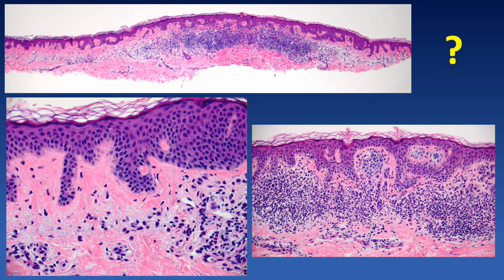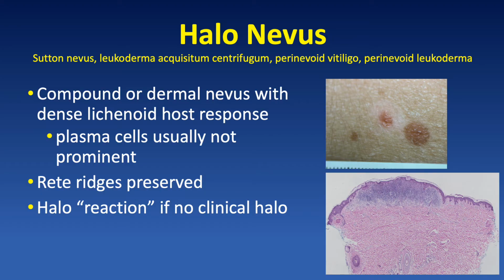Your diagnosis is halo nevus. Now, when one sees a dense lichenoid host response directed against a melanocytic neoplasm, it is appropriate to consider the possibility of regressing melanoma. But the halo nevus is a small, very circumscribed lesion, generally a compound or dermal intradermal melanocytic nevus, and in contrast to regressing melanoma, rete ridges are typically preserved.